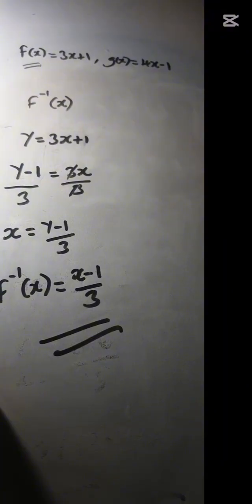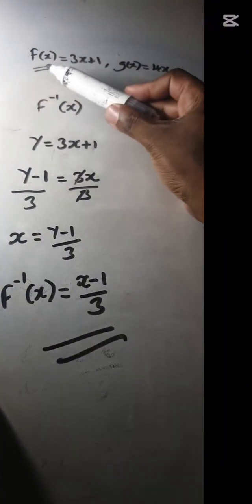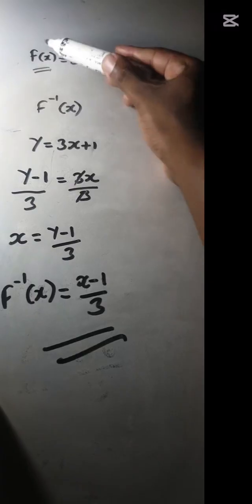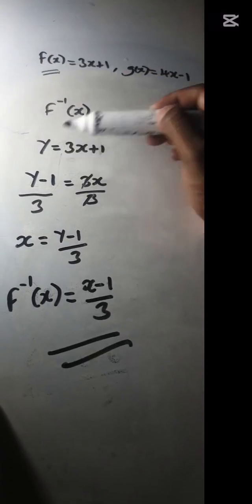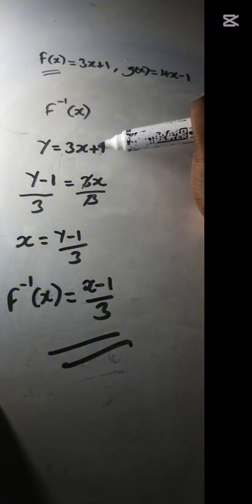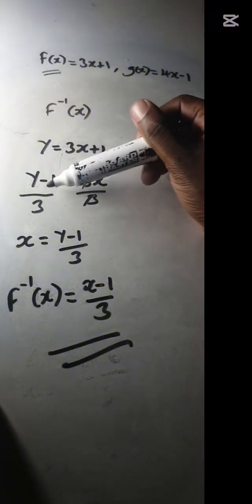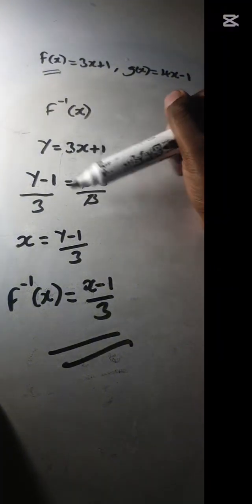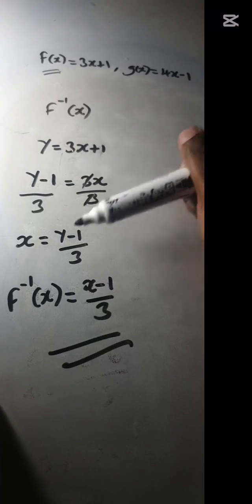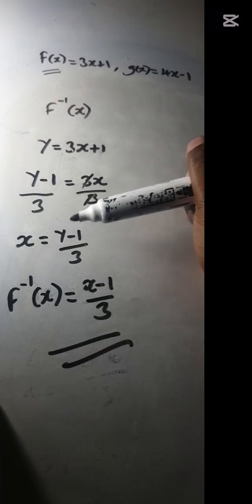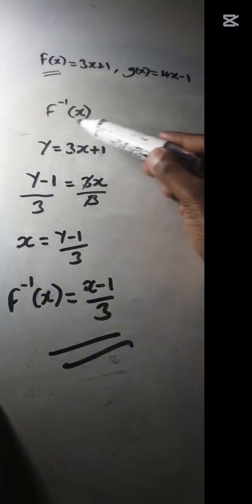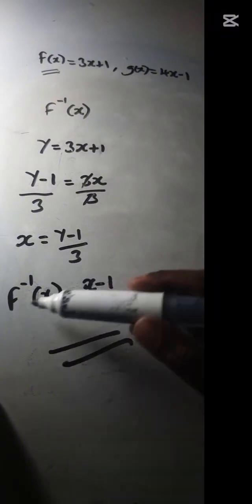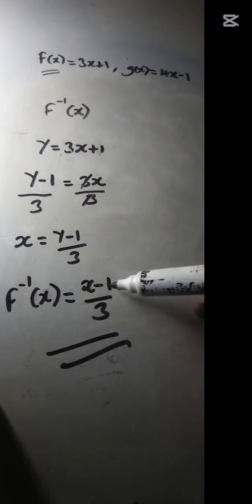Okay? So first thing, where there's f of x, we introduce a y. So there we replace f of x with a y. Then we made x to be alone by taking +1 to the left side, becomes -1. Then we divided by 3 both sides, making x to be equal to y minus 1 over 3. Then here we bring the information that says the inverse of f of x is now x minus 1 over 3.